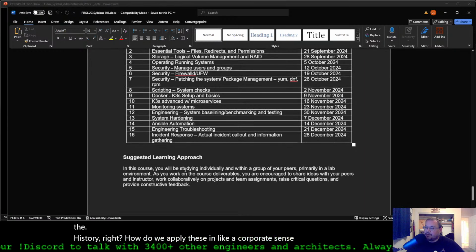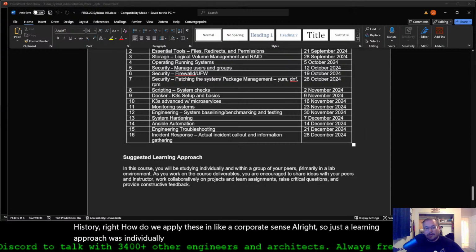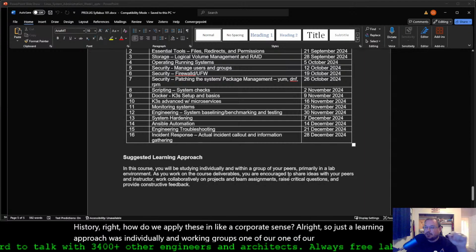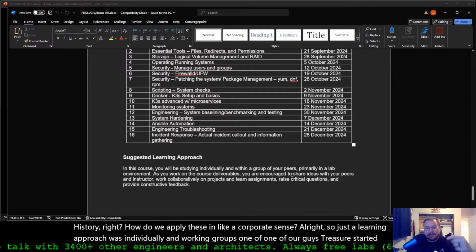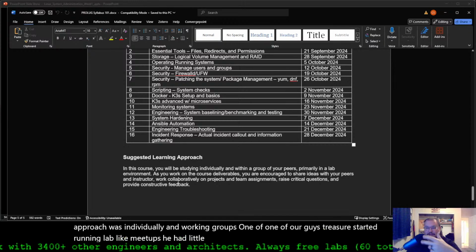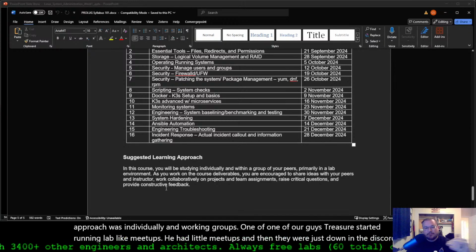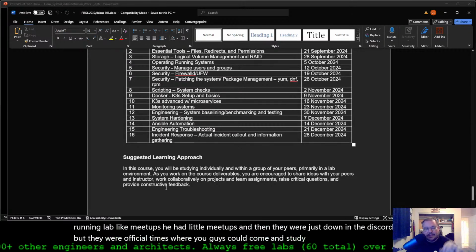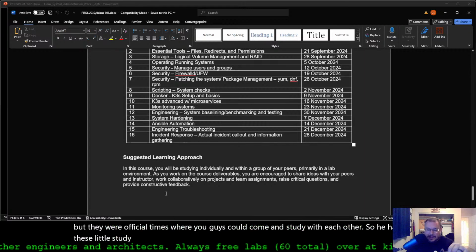Suggested learning approach was individually and in working groups. One of our guys, Treasure, started running lab meetups. He had little meetups down in the Discord, but they were official times where you guys could come and study with each other. So he had these little study groups, and people were getting, I thought, a lot of good stuff done.